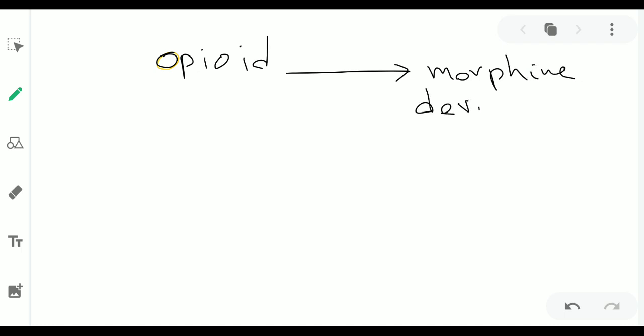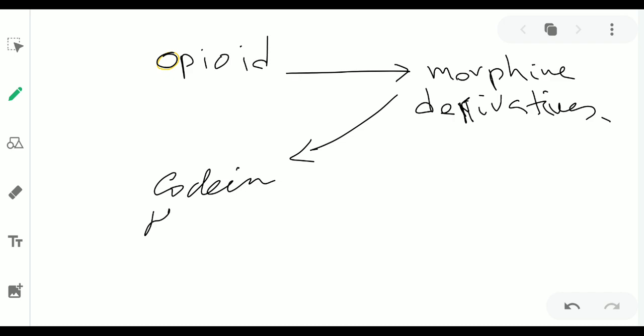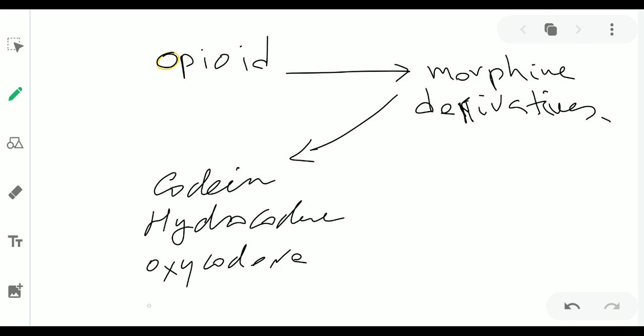I'm going to discuss with you why it's so important to calculate the dosage of opioid drugs. Opioids are drugs that are morphine derivatives. Examples of opioids are codeine, hydrocodone, oxycodone, and morphine itself, which comes as morphine sulfate. So these are morphines.